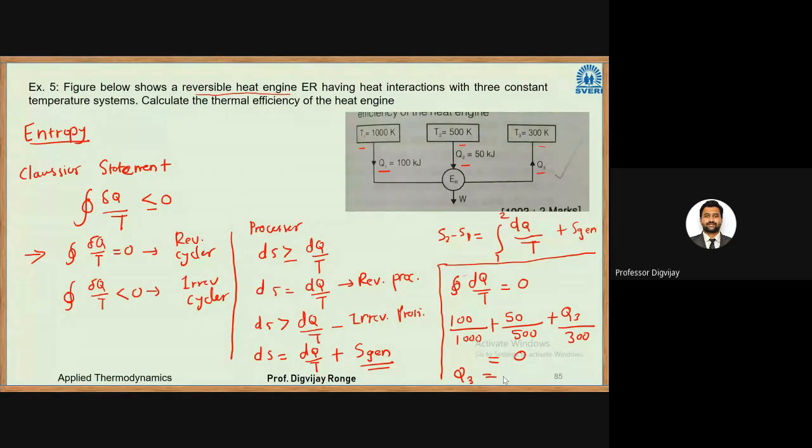Gayatri has calculated it. Gayatri, please tell what will be Q3 here. So she calculated this as 60 kilojoule. Okay, 60 kilojoule, right? So Q3 is calculated as 60 kilojoule.